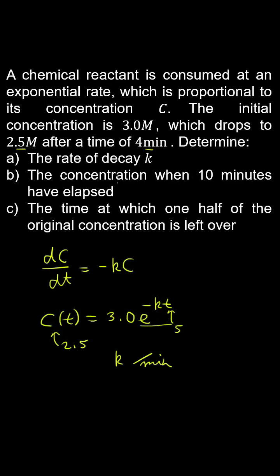And then from that you can calculate the concentration when 10 minutes have elapsed by plugging in a time of 10 minutes in this equation, and a time at which 1/2 of the concentration is left over is obtained by plugging in 1/2 the initial concentration into this equation, and you'll get this time, which is known as the half-life.